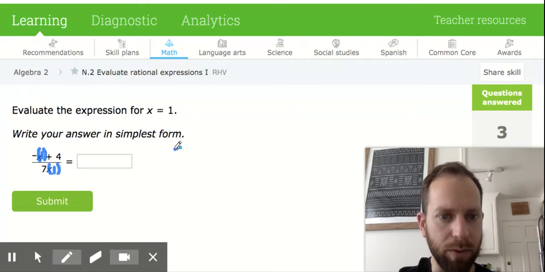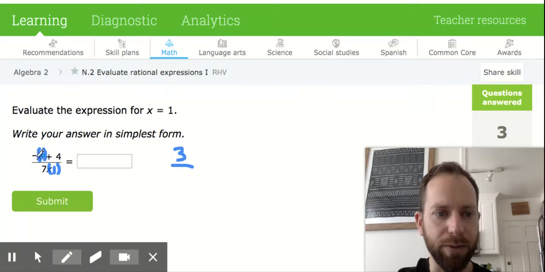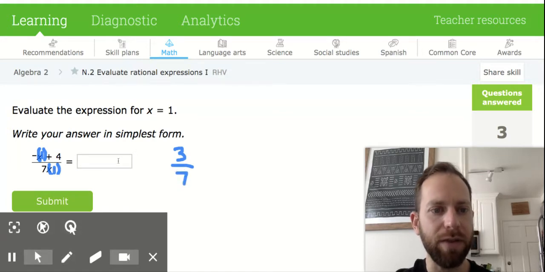Negative 1 plus 4 would make positive 3, because the positive is bigger. It's like 4 minus 1. And then 7 times 1, since they're next to each other with no sign. So that'll give us 3/7.